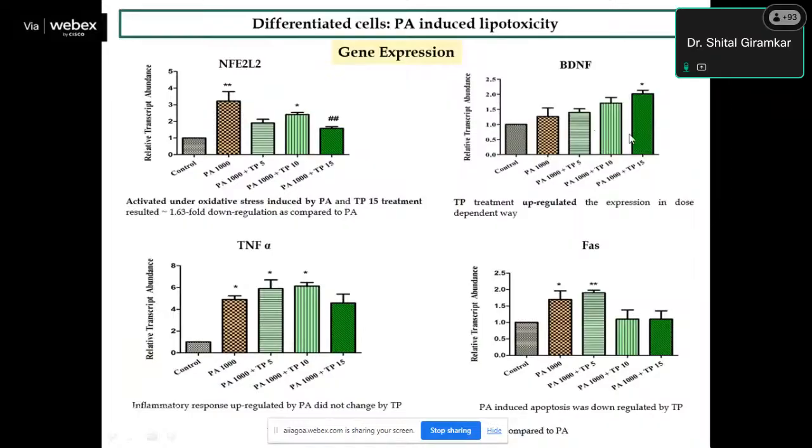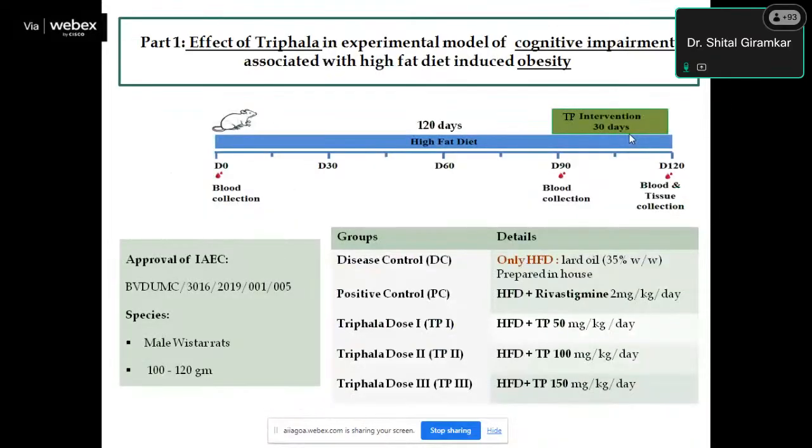So coming to the in vivo study, it was the effect of AAA in an experimental model of cognitive impairment associated with high-fat diet induced obesity. This experiment was carried out in two parts. Firstly, we carried out the first one in young rats, where the high-fat diet was given to the rats for 120 days, and the AAA was given for 30 days.